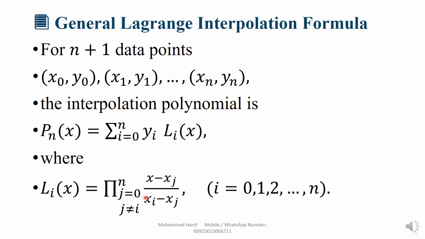It means if the value of x_i is x0, then the other number is x1, because it is clearly defined j not equal to i. Now here is given j and here is also j. It means if here is given x1, then we write x1. If here is given x2, then you write x2. If here is given x3, then you write x3. Same process we will follow.